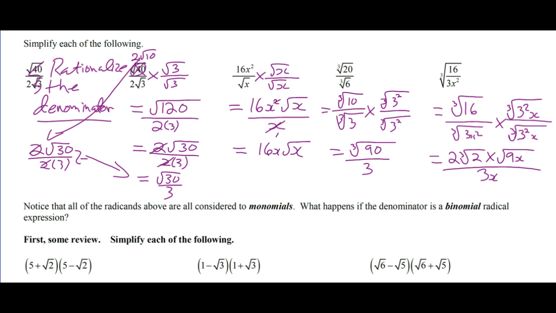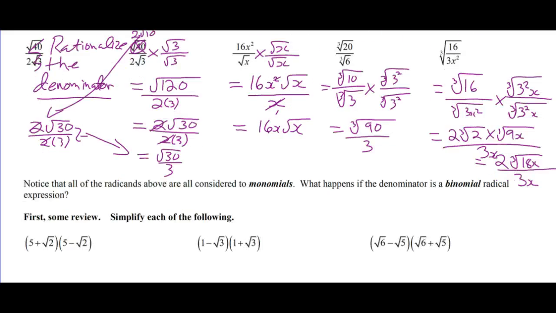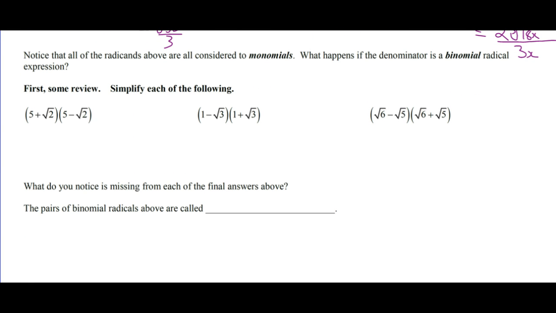Yes, I need a cube root sign on the 9x. And so our final answer is 2 cube root 18x over 3x. Okay? You could check this, right, by putting a value in for x if you wanted to, and then put a value in for x here. I wouldn't do a whole lot of that.